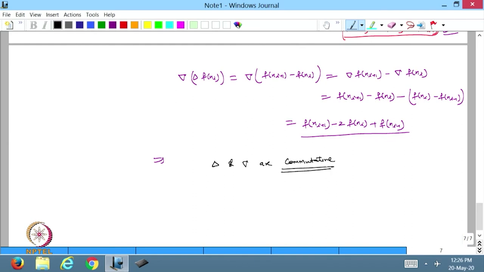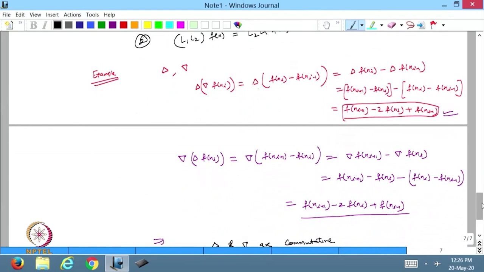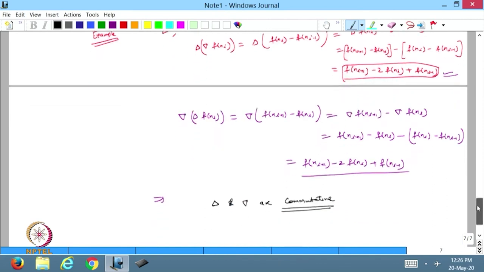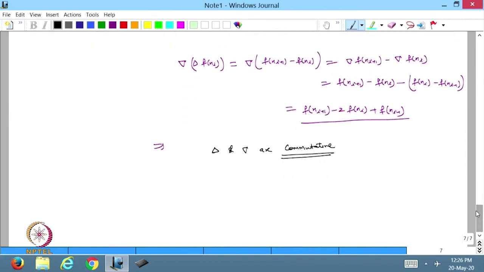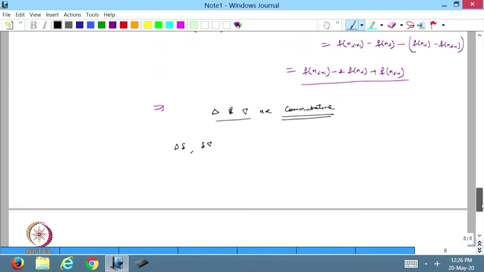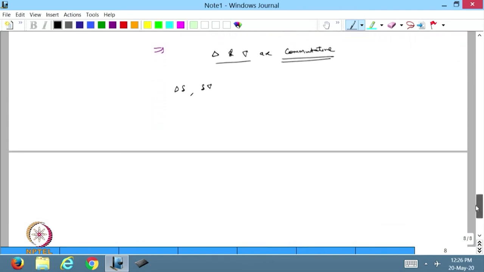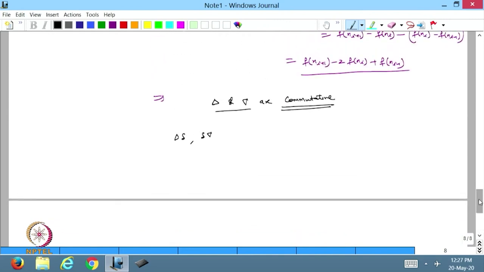They are commutative, and linearity we have used in this place, that the function is linear, so I can take the operator inside and that will be applied. From here I can say that these two operators are commutative. Similarly, I can discuss the other operators, maybe forward with central or central with backward and so on. We can do that in the examples or in the assignments, to see whether these are commutative or not. Whichever satisfies this condition is called commutative. So the forward operator and the backward operator are commutative in nature.